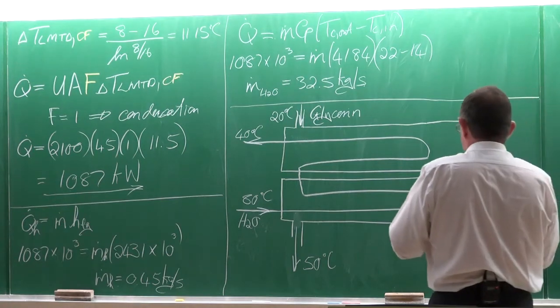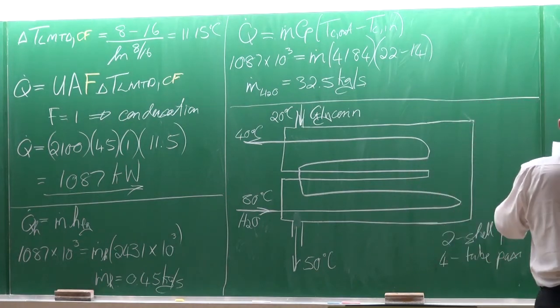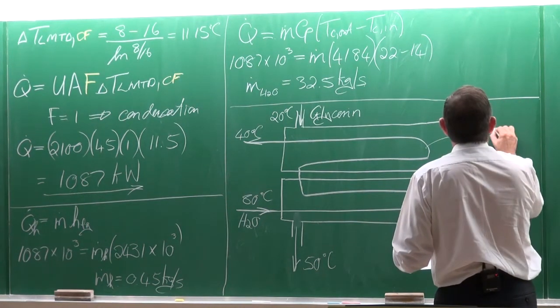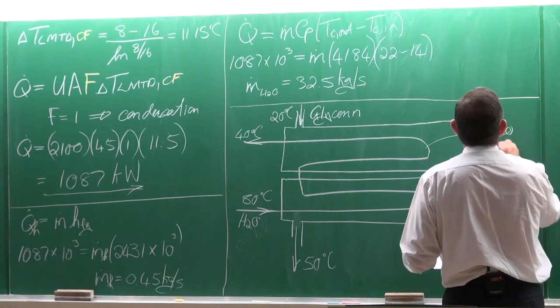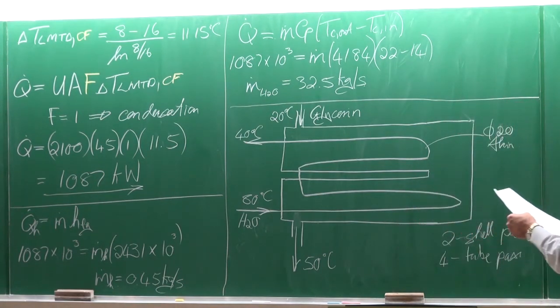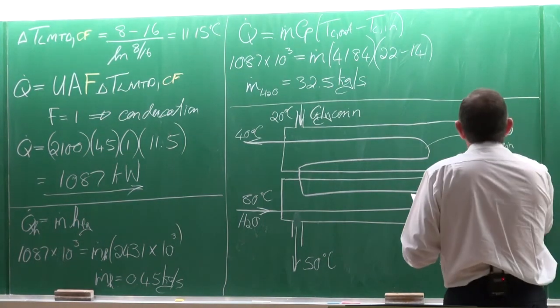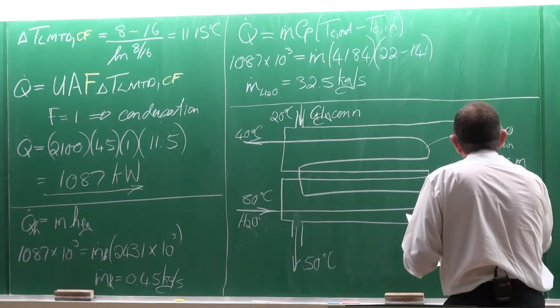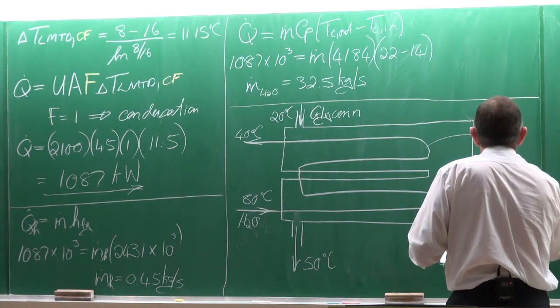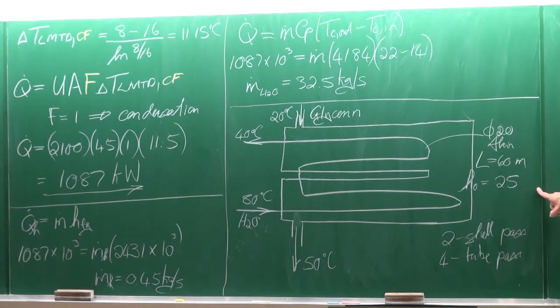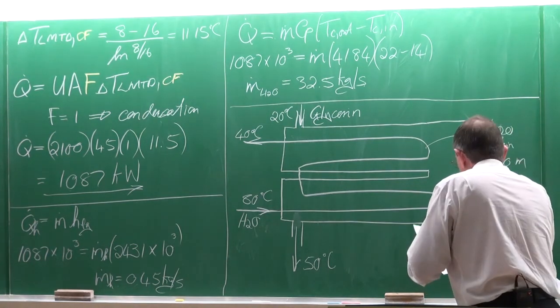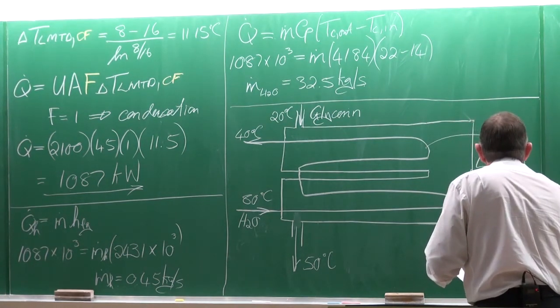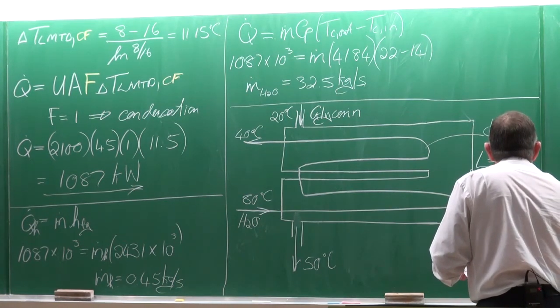What is also given to us is that this tube diameter is 20, and it is a thin tube. The length is 60 meters, total length of the tube on the inside, 60 meters. The heat transfer coefficient on the outside is equal to 25 watts per square meter degree Celsius. I don't have enough room to write it in here. And the heat transfer coefficient on the inside is 160 watts per square meter degree Celsius.